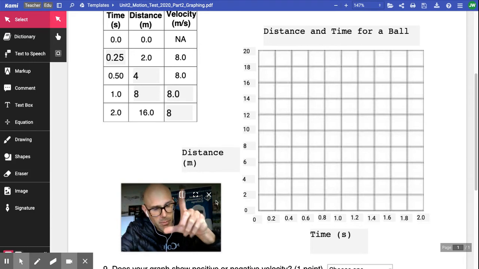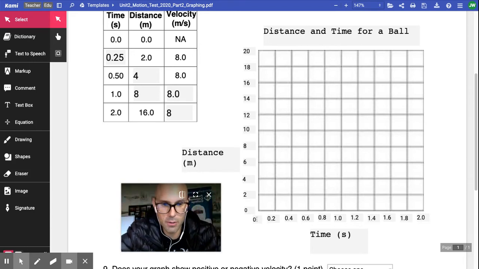And you can pinch and make this bigger. Hopefully it's not too small on your screen.